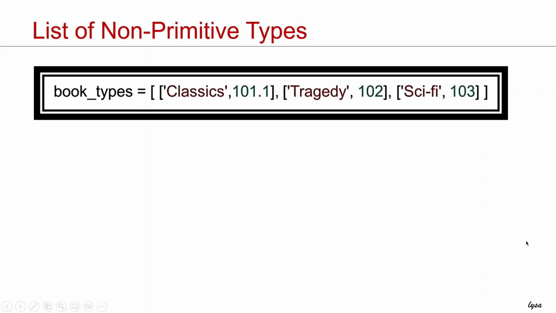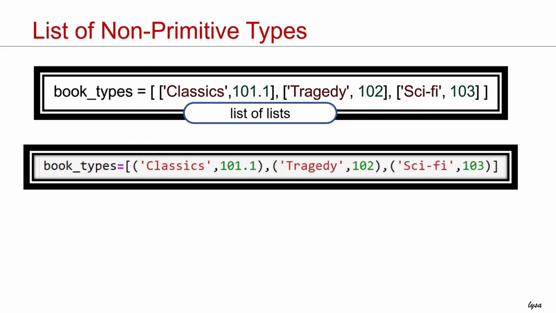In the first example, I have book types. This has 3 items. The first item is the list classics, 101. The second item is the list tragedy, 102. And the third item is the list sci-fi, 103. So book types is a list which is composed of 3 other lists. We call this a list of lists.